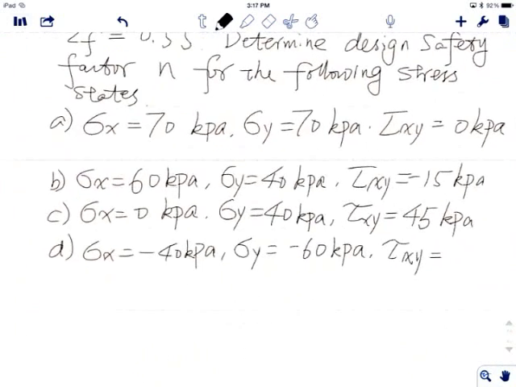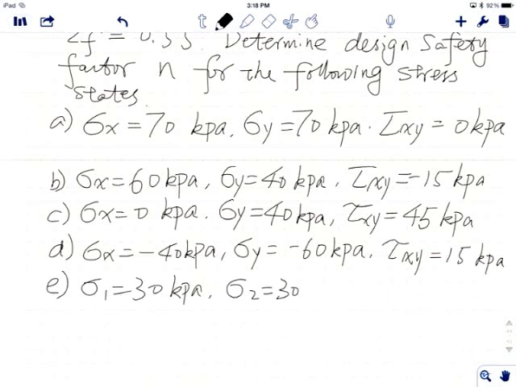Okay. Tau xy, this time 15. Okay. Alright, the last one. The last one is my favorite. Sigma 1.